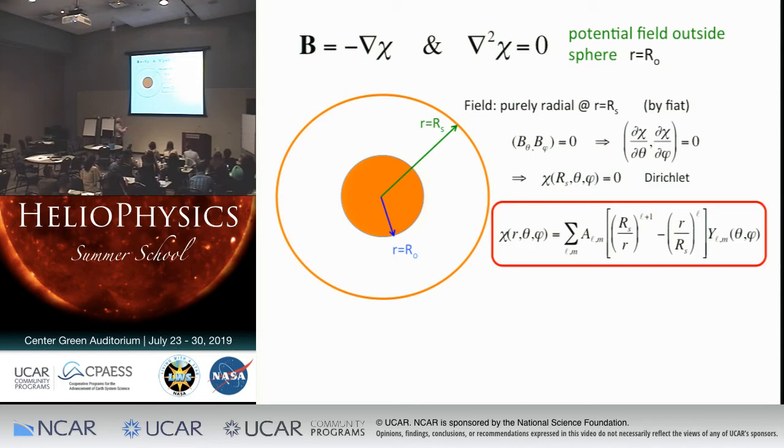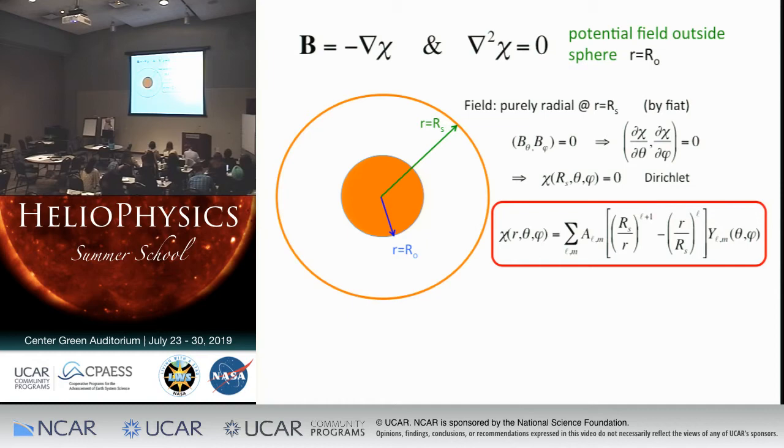And then on the outside, we don't have a surface where we know what the solution should be. We use a fiat that the magnetic field there, we're going to say, is purely radial. There's no theta or phi component to the magnetic field, only a B_R component. And that means that I'm going to set chi equal to zero there. That is the other kind of boundary condition, the Dirichlet condition. So it's an interesting solution to Laplace's equation. You have a Neumann condition on the inside, Dirichlet condition on the outside. It's a homogeneous Dirichlet condition. You can see I teach Jackson way too much.